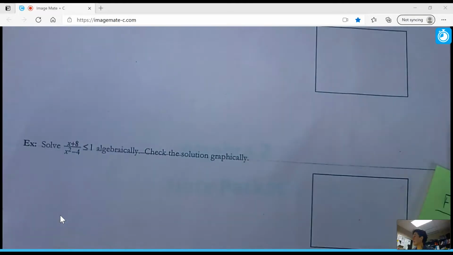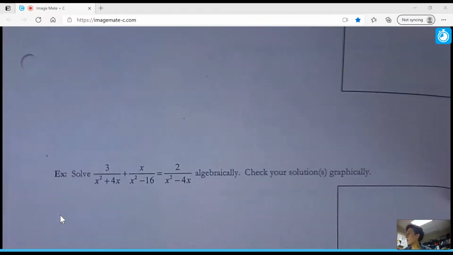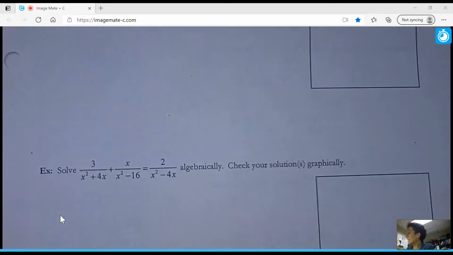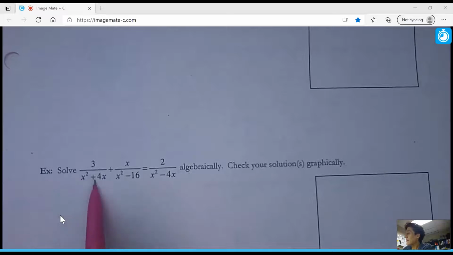All right, let's just try one more. And let's have it be the one at the bottom, which is a little bit more of a challenge. So I've just jumped to page 96. And so again, what I need to do is, there's no subtraction in here, so we're good there. And I'll need to find that least common denominator, so I will have to factor these denominators completely.